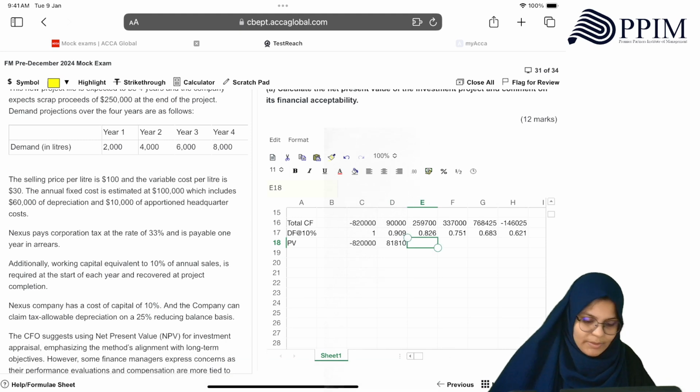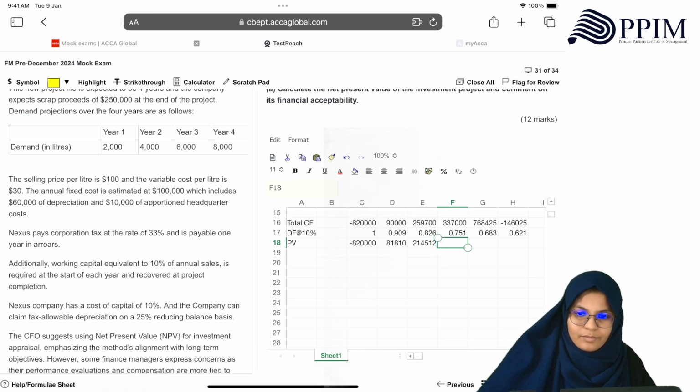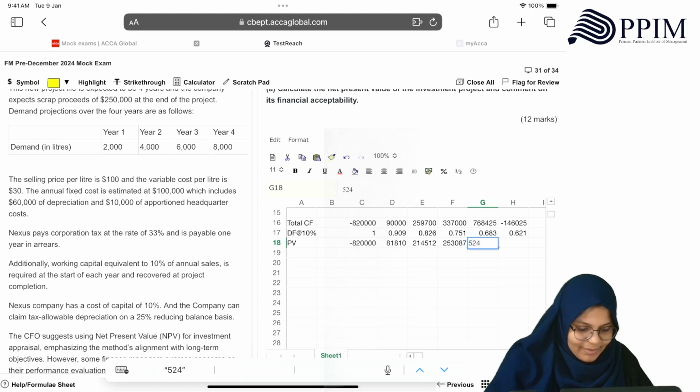$81,810, and this will be 259,700 into 0.826, which is 253,087. Okay. Then 4 to 5 into 0.683 is 524,834.